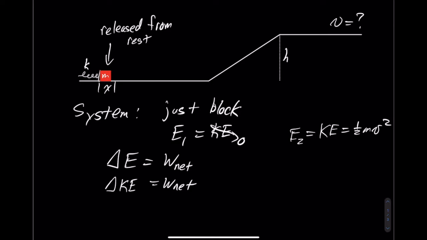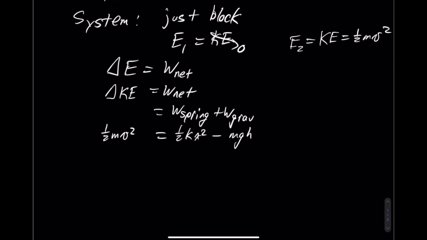Okay, so what forces are doing work on the block? Well, we've got the spring that's doing positive work, and we've got gravity that's also doing work. Right, so the spring is going to do positive work 1/2 kx squared, and gravity is going to do work of negative mgh. Right, and that's going to give me the change in kinetic energy, which is the final minus the initial, and that's just 1/2 mv squared, because the initial kinetic energy is 0. And at this point, I've done all the physics. I can do the algebra to solve for the final velocity.